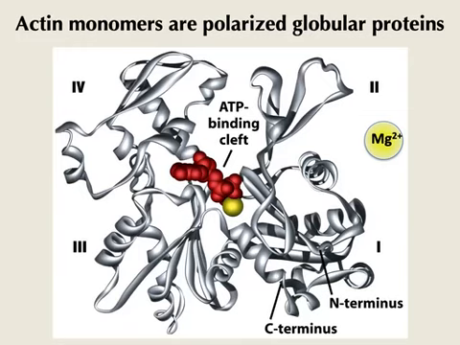Okay? Another feature which I always like to emphasize is it's intrinsically polarized. So I don't need you to, of course, remember all kinds of details about the structure, like this 1, 2, 3, 4 sort of subdomains, but this cleft here. So it's an ATP binding protein as well. Sometimes less known about actin, but it can bind ATP. And here, a magnesium atom is represented because magnesium helps stabilize ATP, and that's a general truth.